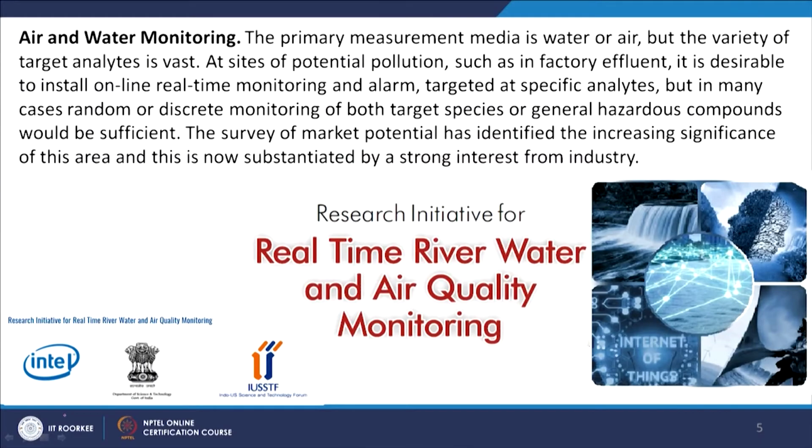Alrighty. So now let's look at air and water, how we use sensors for air and water monitoring. The primary measurement media is air and water for environmental detection, but the variety of target analytes is vast. This is very, very important. The variety of target analytes is vast. So we're not looking for 5 targets or 10 targets.